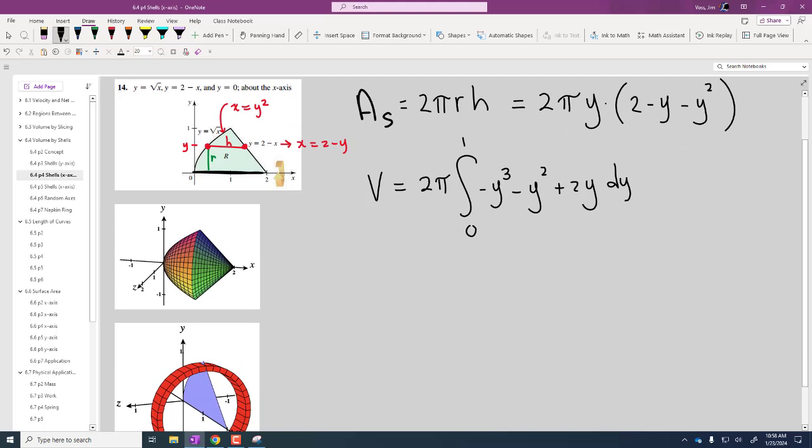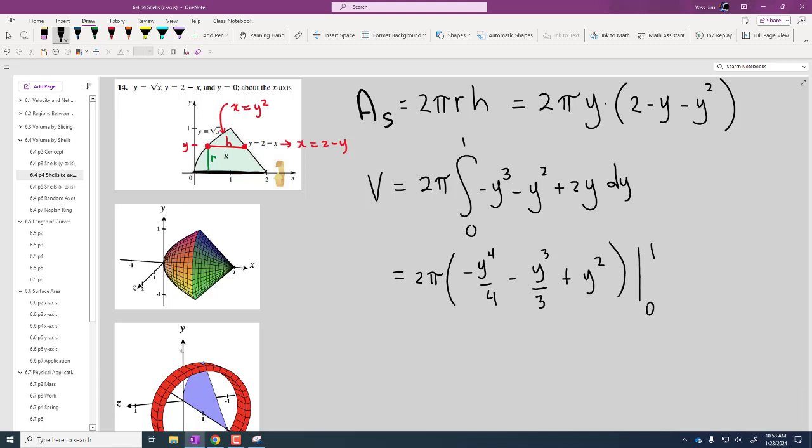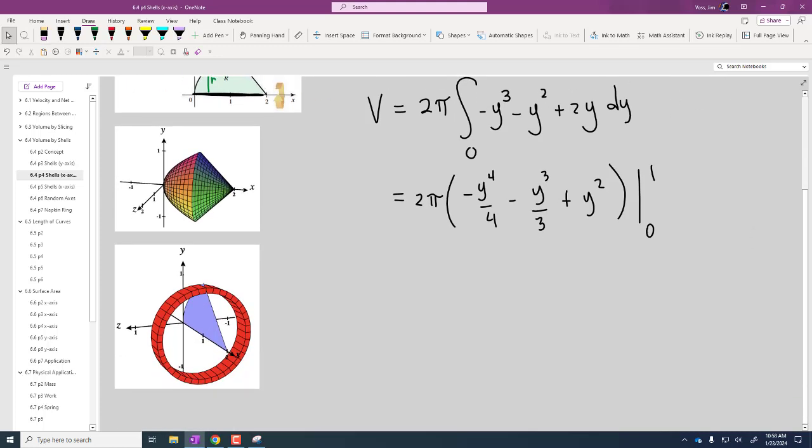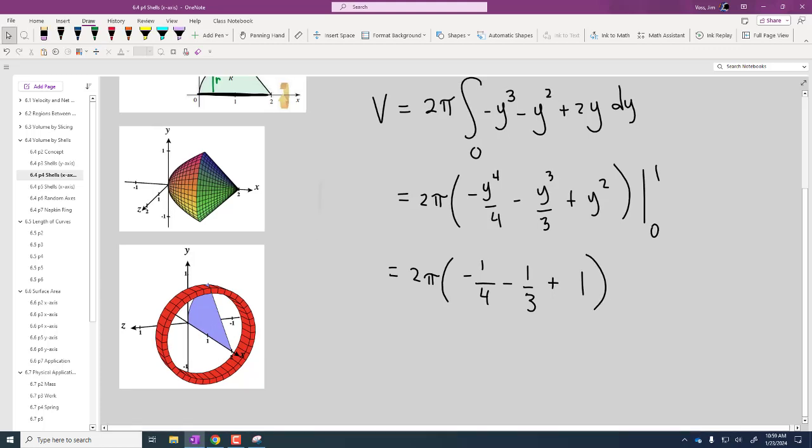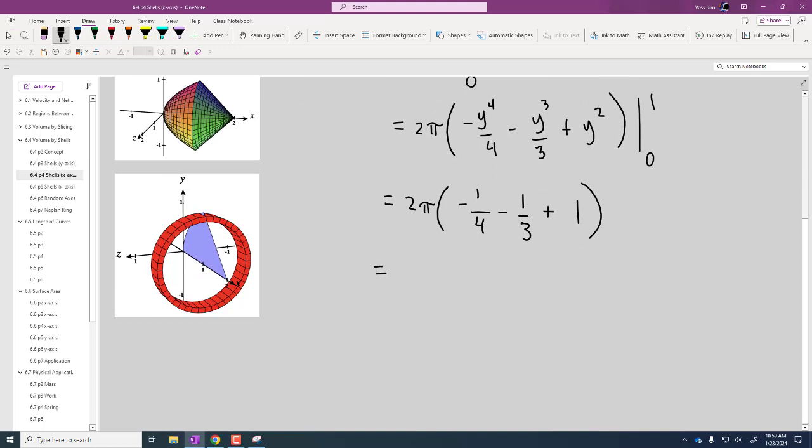So for the integration, we just have a polynomial, so we use our regular polynomial integration technique. Add 1 to the exponent, divide by the new exponent. Do that 3 times. Then our volume will be 2 pi multiplied by negative 1/4, negative 1/3, plus 1. So it looks like the common denominator is 12. So we're going to have a negative 3, a negative 4, so that's negative 7, plus 12 is 5. So that'll give us 5 pi over 6.